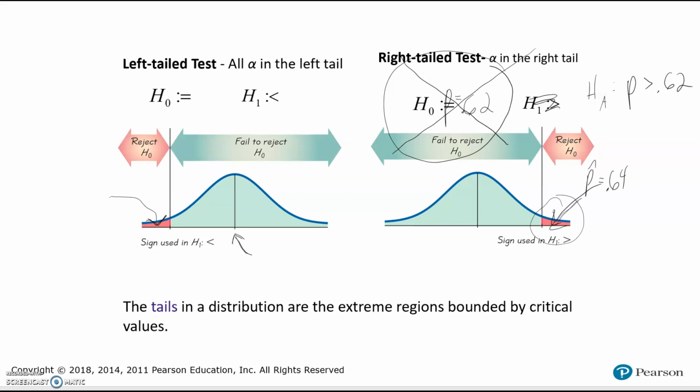Right? Because our sample data puts us so far away from what we thought was true, well, we don't think that's true anymore. We're going to reject the null hypothesis, the status quo, what we thought was true. Okay?